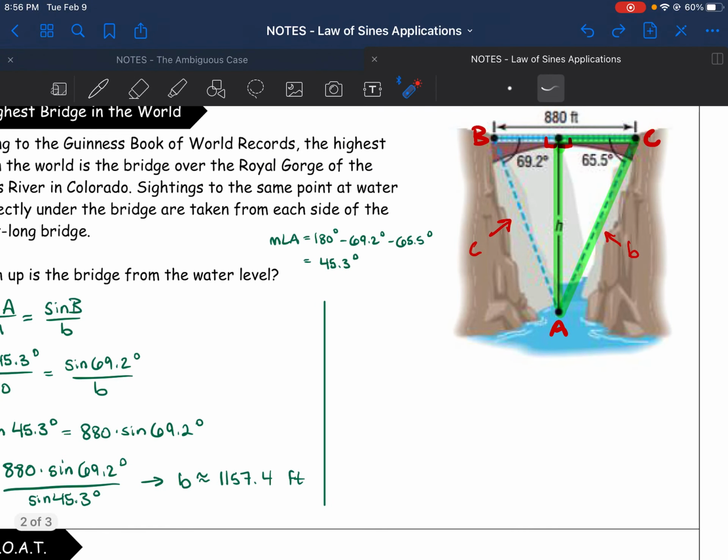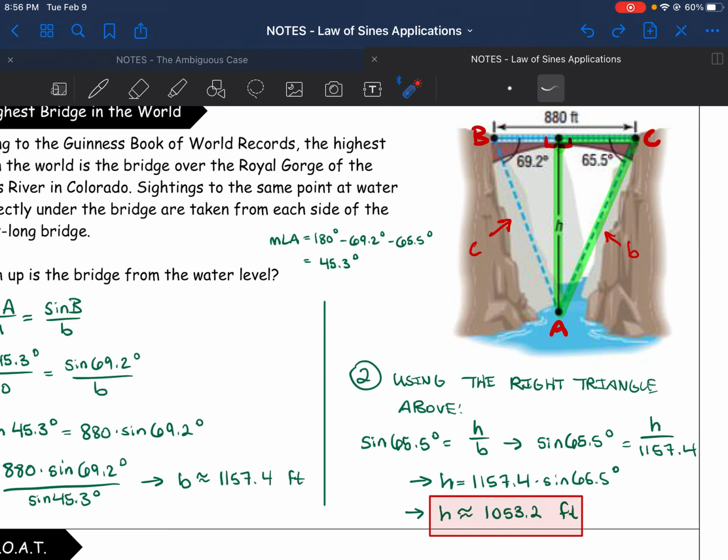So now, here's the idea. We just calculated that side B right here is 1,157.4 feet. We also know that this is 65.5 degrees and that this is a right triangle. So I'm going to use properties of right triangles. I'm going to use the trigonometry of right triangles that we learned in the first part of this course. So using the right triangle that I have highlighted in green, I can say that the sine of the angle, well, we know that in a right triangle, sine is the opposite side divided by the hypotenuse.